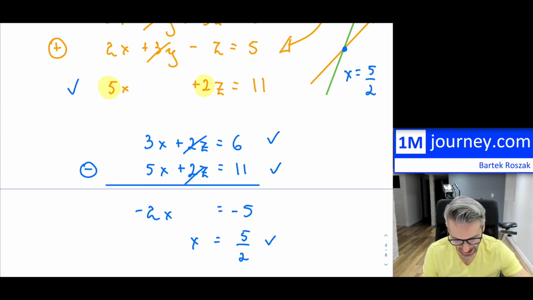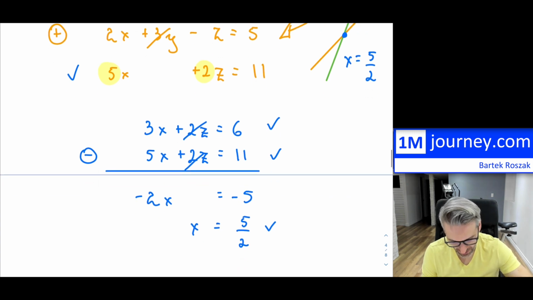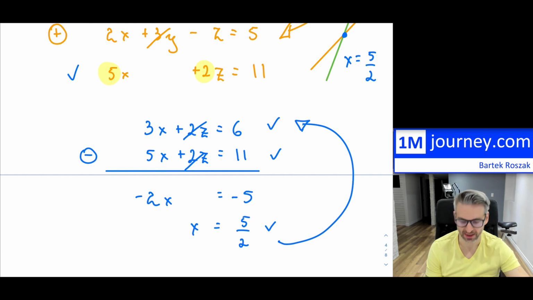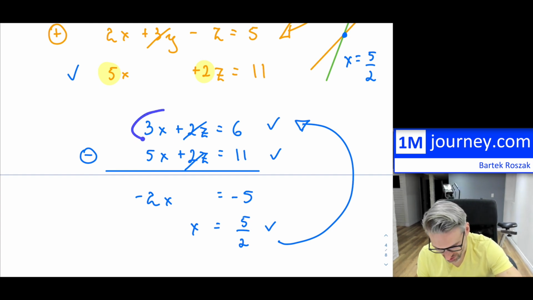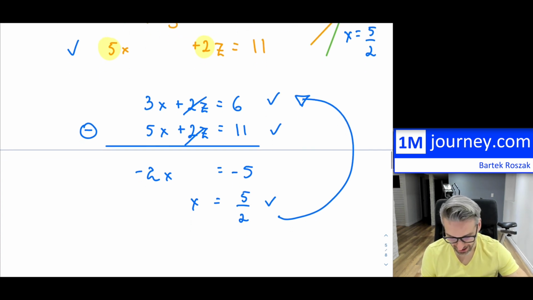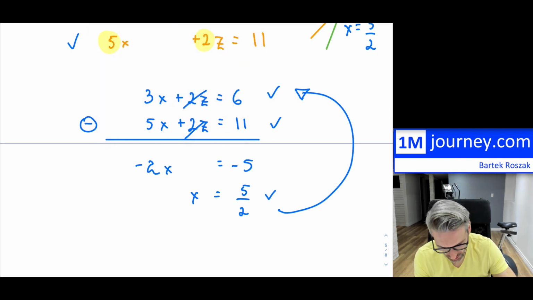And now what I have to do, now that I have x, I can go back from here and substitute into one of these equations. Either I can substitute into this one, or into this one. What I'm going to get is that now I'm able to solve for my z value. Okay, so let's do that.